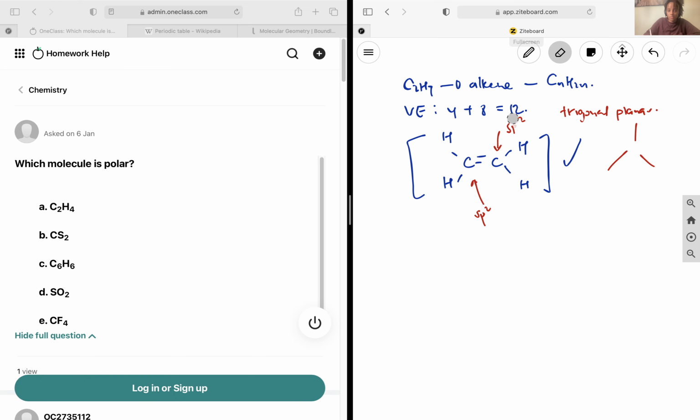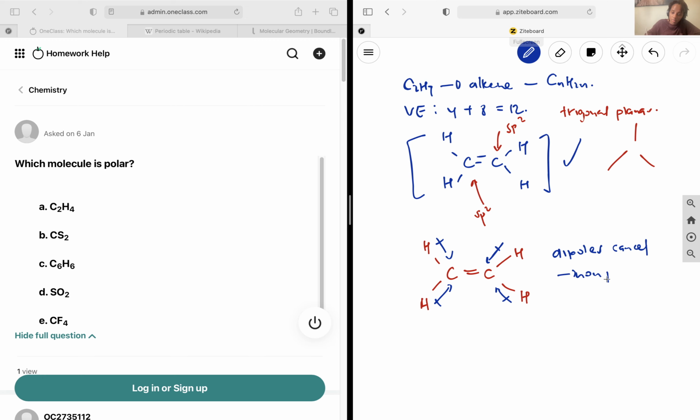And instead now we get something that looks like that. Okay, and then now let's write out the dipoles to see if they cancel. So we're going to have an angle of 120 because of the fact that it's trigonal planar. This dipole is going to come this way. Okay, and so these two are going to cancel and these two are going to cancel. So due to the symmetry, the dipoles will cancel, meaning that it'll be non-polar.